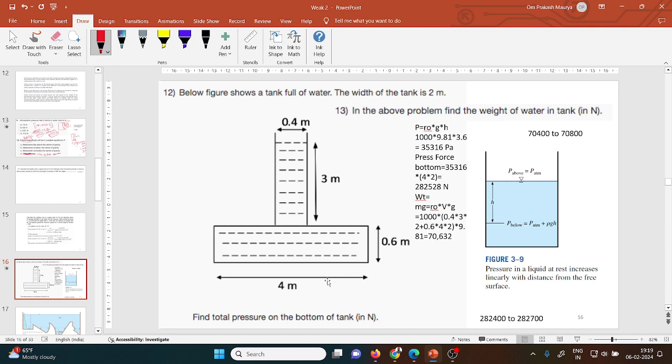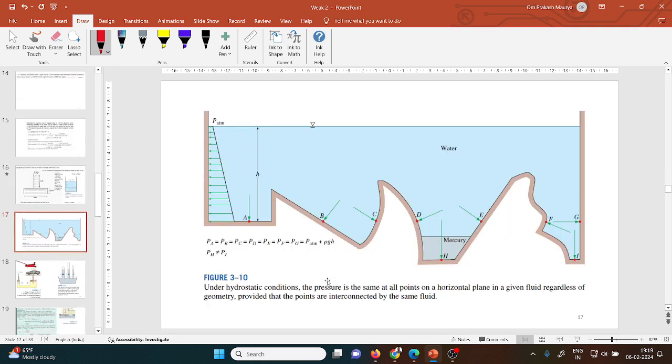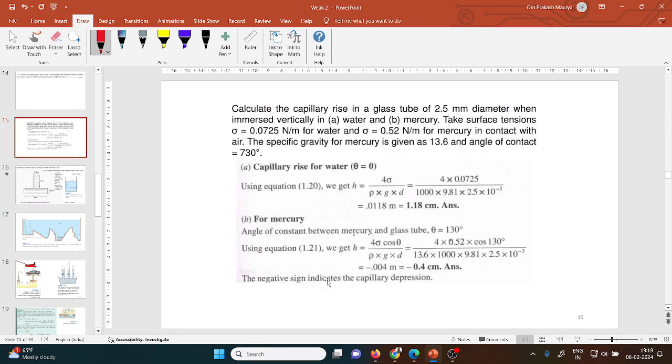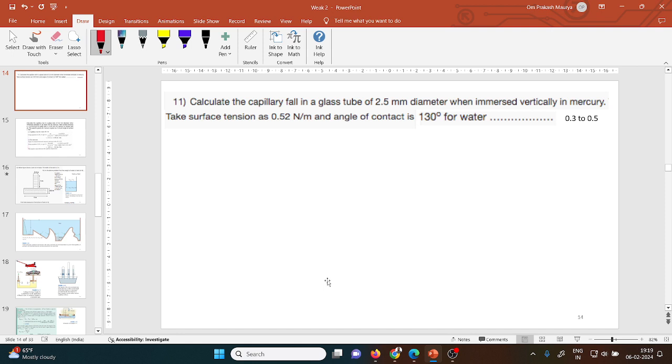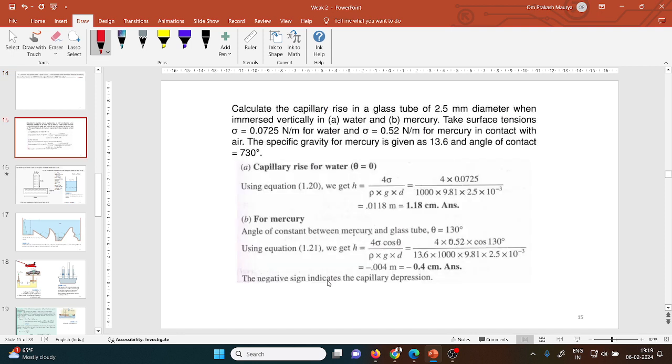Okay, this question is also very important. We will solve it, and moving ahead in this question, this is also important. So the answer of this question is, you can see here.